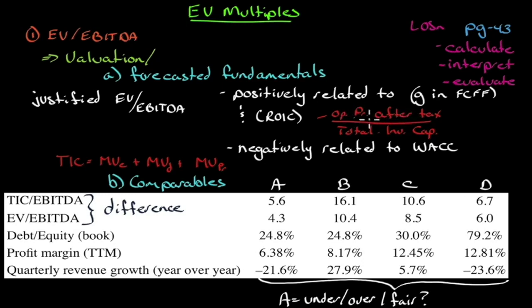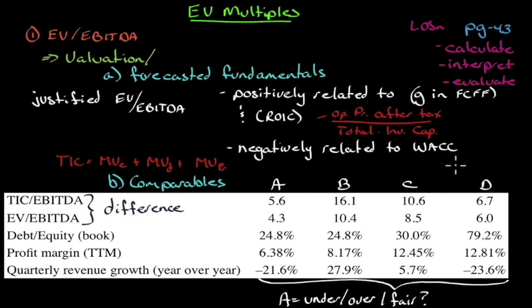Operating profit after tax divided by total invested capital. Now this TIC, this total invested capital, is kind of like enterprise value, except we're not taking the cash out. We can arrive at TIC by the market value of equity plus the market value of debt plus the market value of preferred. So whatever enterprise value we get to, throw that cash back in, there's your total invested capital. And of course, the EBITDA is negatively related to the weighted average cost of capital.